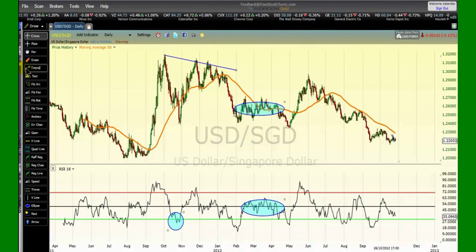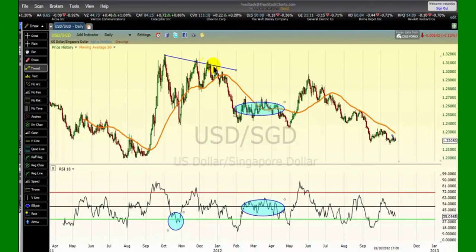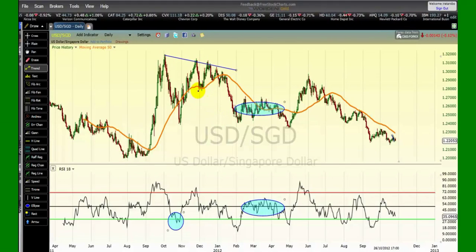Those who are drawing the line will always. So you see, there was a high, a lower high, a lower high, a lower high. This is not bullish anymore. We have hit the wall, so to speak.